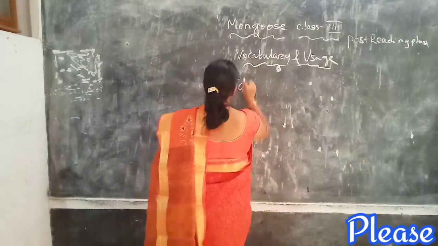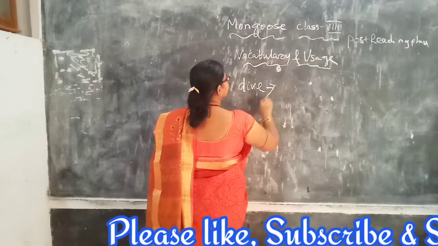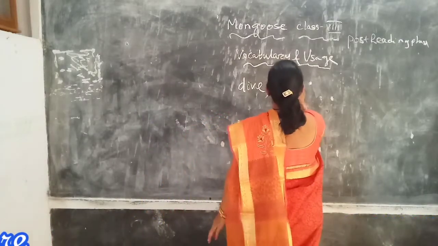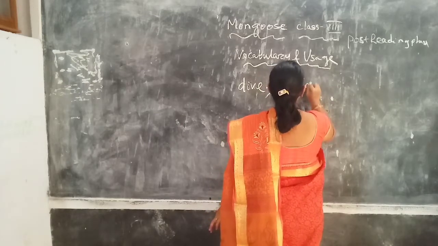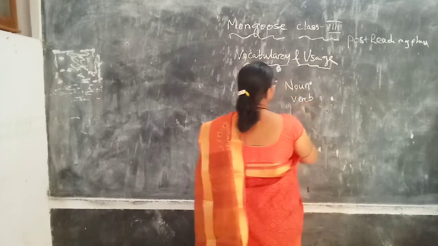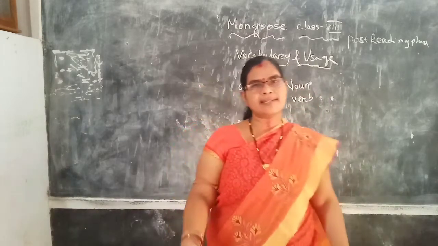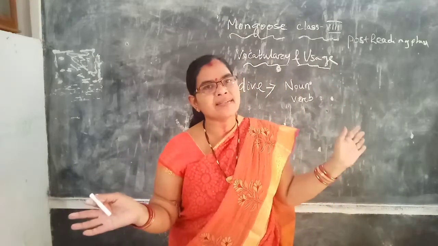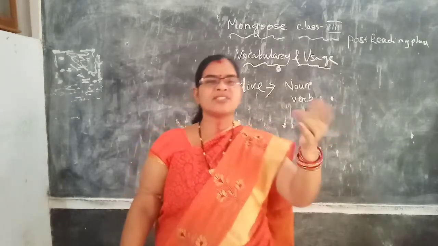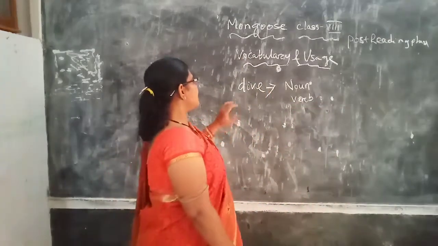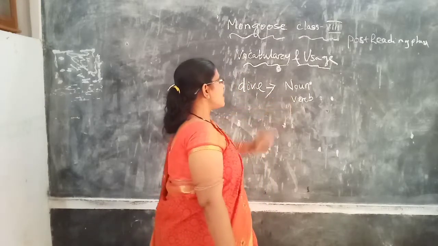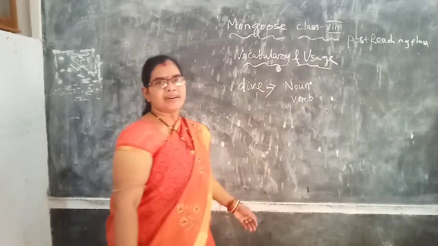Dive. You have got the word dive in this chapter. You have to make sentences using it as a noun and as a verb. Use dive as a noun and use dive as a verb. What is a noun, my dear children? All naming words are called nouns. And a verb is simply an action word. So let me make a sentence using dive as a noun and using dive as a verb.